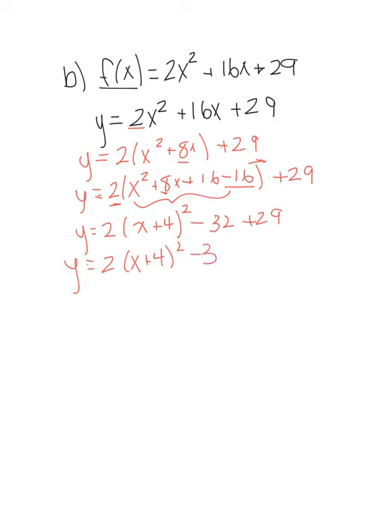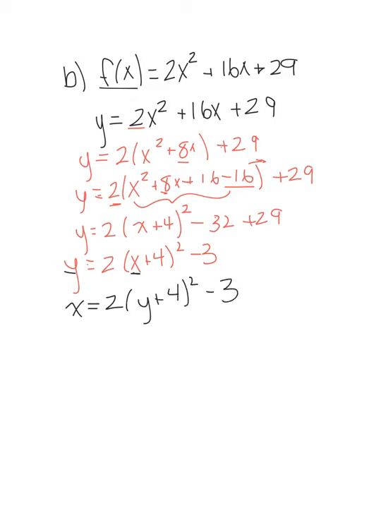Now you can see that I am only dealing with one x. Even though it's squared, we can deal with that. Now we physically only have one x in the equation, and we can move on to step number 2, which says that we need to switch our x's and our y's. So at this time, we are going to be getting x is equal to 2(y plus 4) squared minus 3.